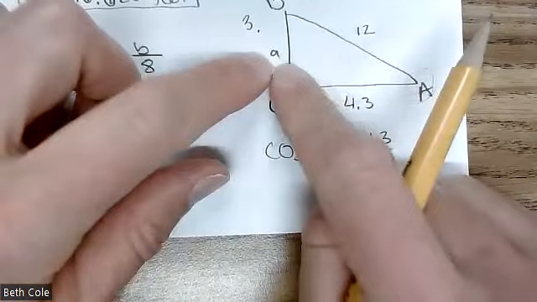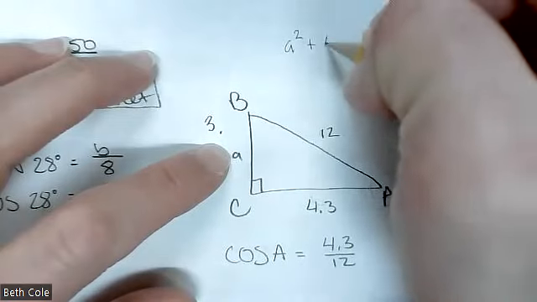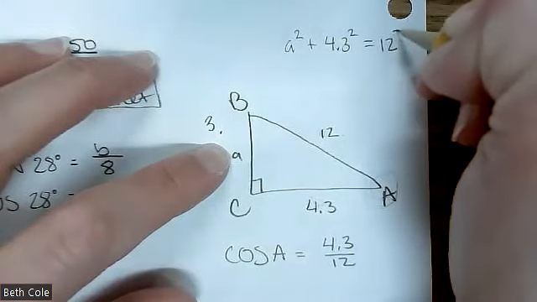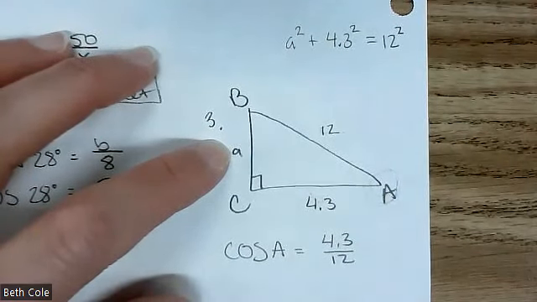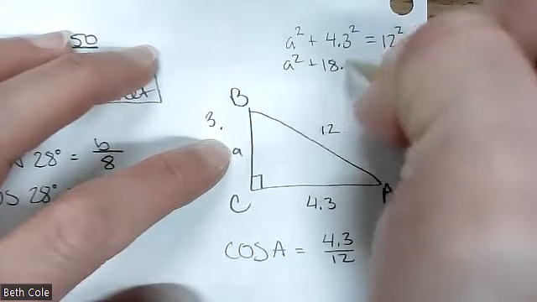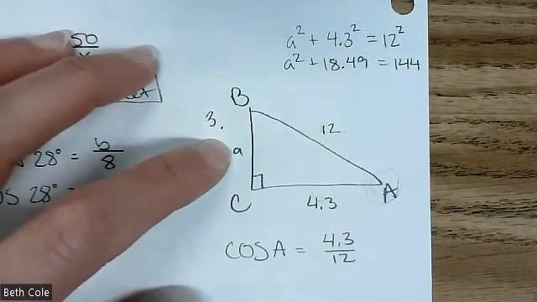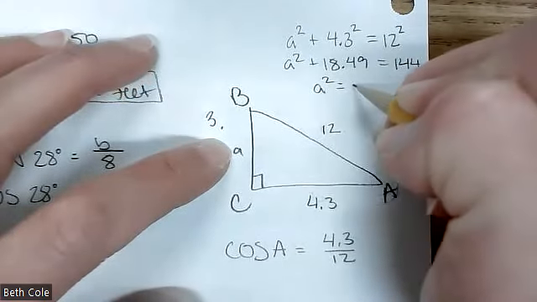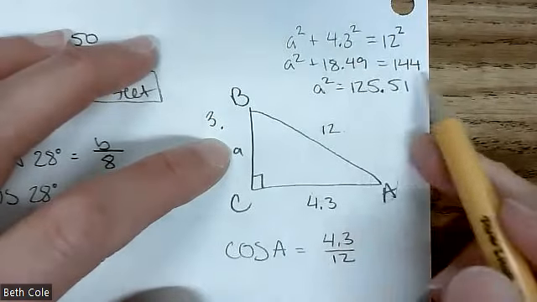You have these two sides. How do you get that one? Pythagorean theorem. All right. It'll be a squared plus 4.3 squared equals 12 squared. And we're just going to rely heavily on our calculator. So 4.3 squared is 18.49. 12 squared is 144. This is not going to come down to a root that you're able to split. We're just going to type it in. So a squared equals 125.51. You just subtract that over.